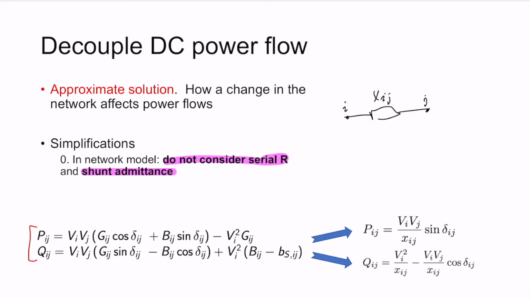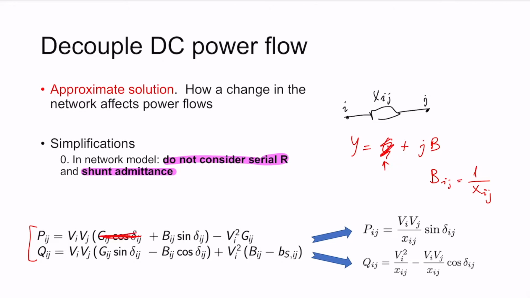Let me recall what the admittance matrix is. It has two components, the real part and the imaginary part. The real part was related with the resistances. So we have only B, and the Bij matrix will be 1 over the reactance. Okay, knowing that, we can start to cross some terms.